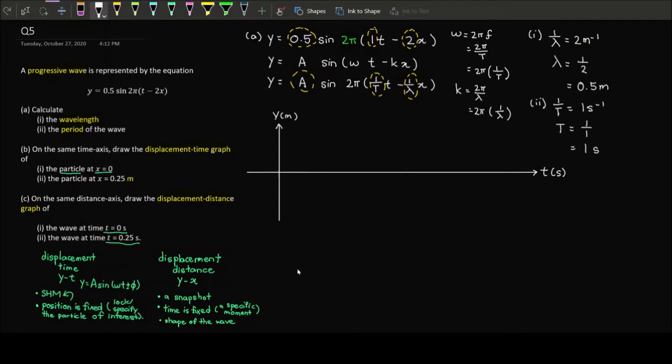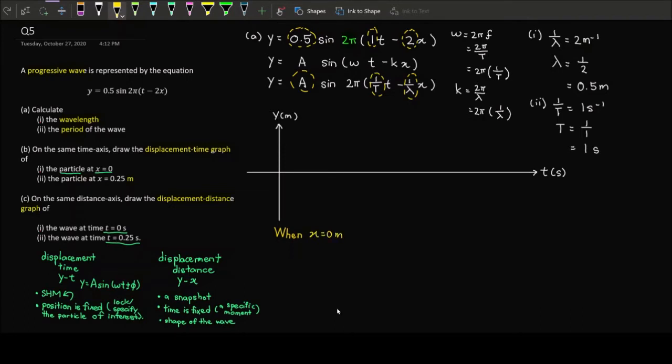Okay, so the first graph that they asked to draw is when the particle is at x equals to 0. So we are observing the SHM of the particle at the origin. x equals to 0 is the origin. So we are observing how the displacement changes with time for the particle at the origin. This is similar to how you do it for chapter 9, so I can treat it as a bit of a revision.